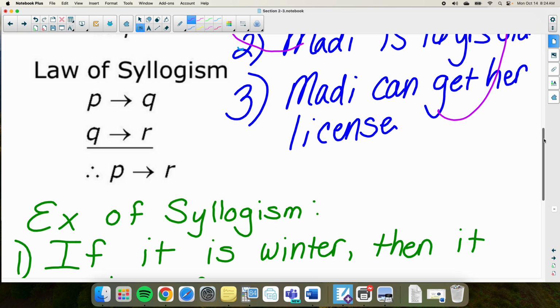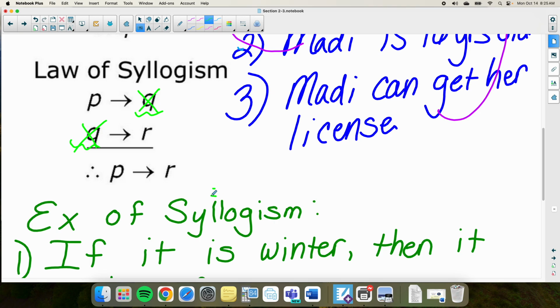Now, with Law of Syllogism, the ending of this statement and the beginning of that statement are going to be very, very similar, talking about the same thing. So you cross those out and you say, if this, then this. That's what your final would be. So these two have to be talking about the same thing.